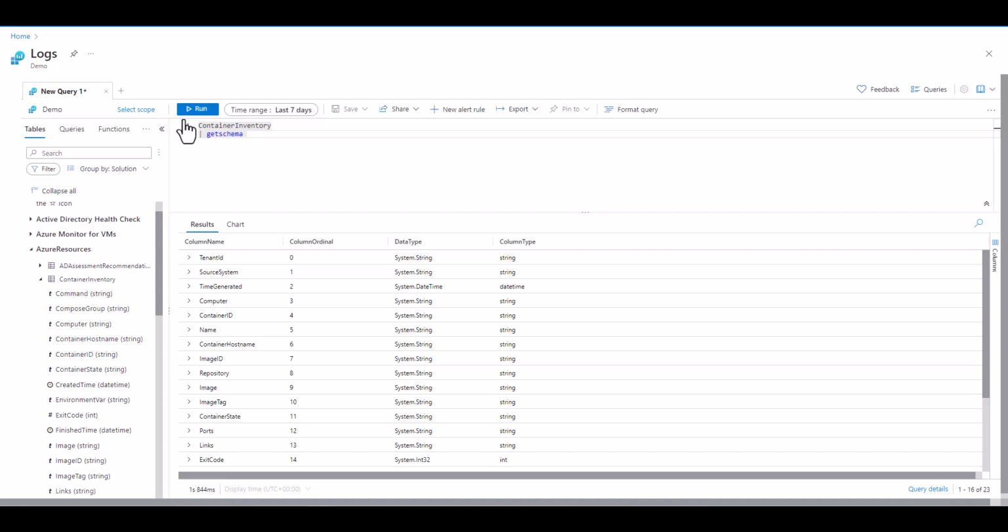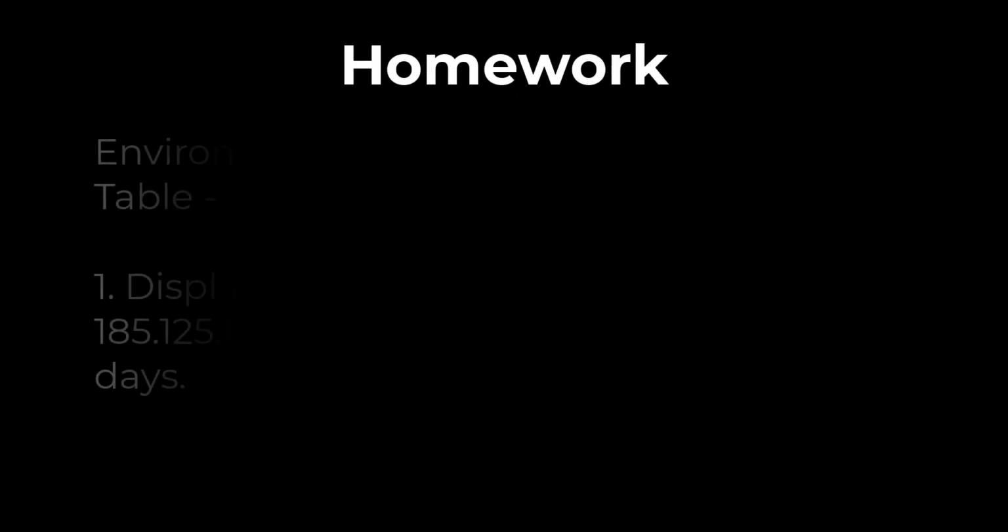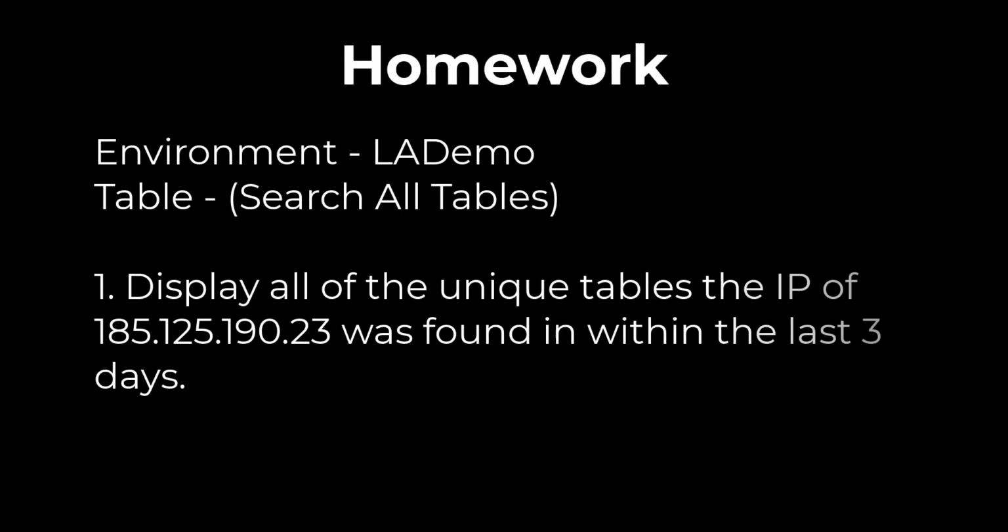For homework, write a query that searches all tables in the log analytics demo environment for the IP of 185.125.190.23. Make sure the query also identifies all the table names the IP was found in. That's all for this session on search, getschema, and extend.